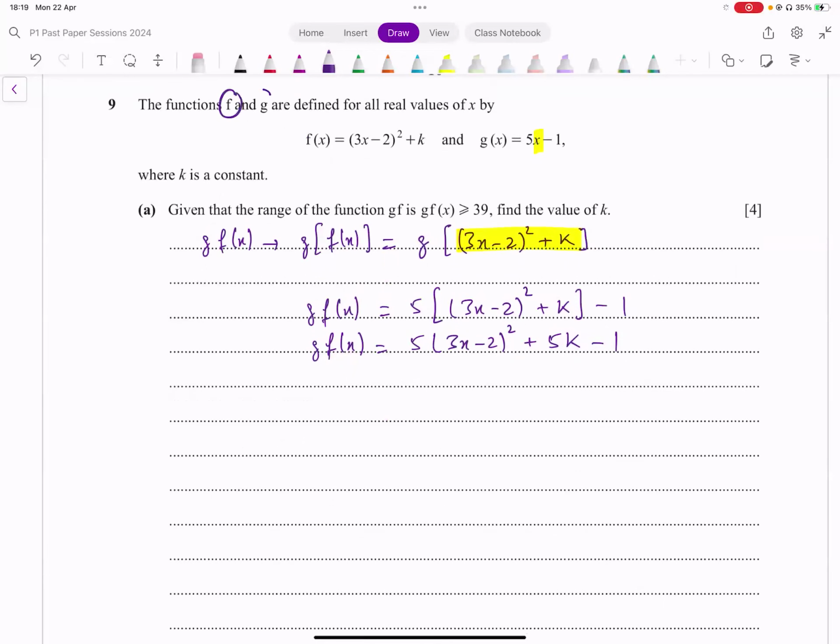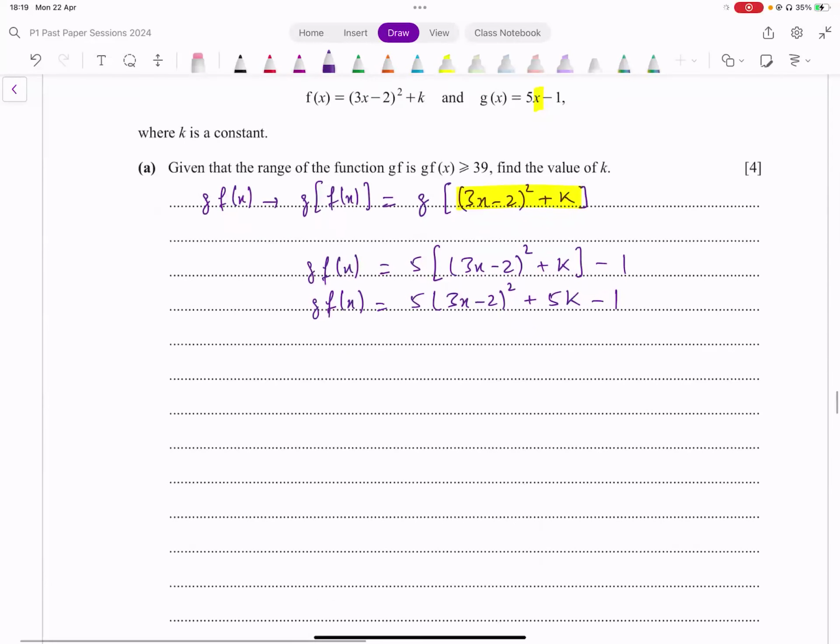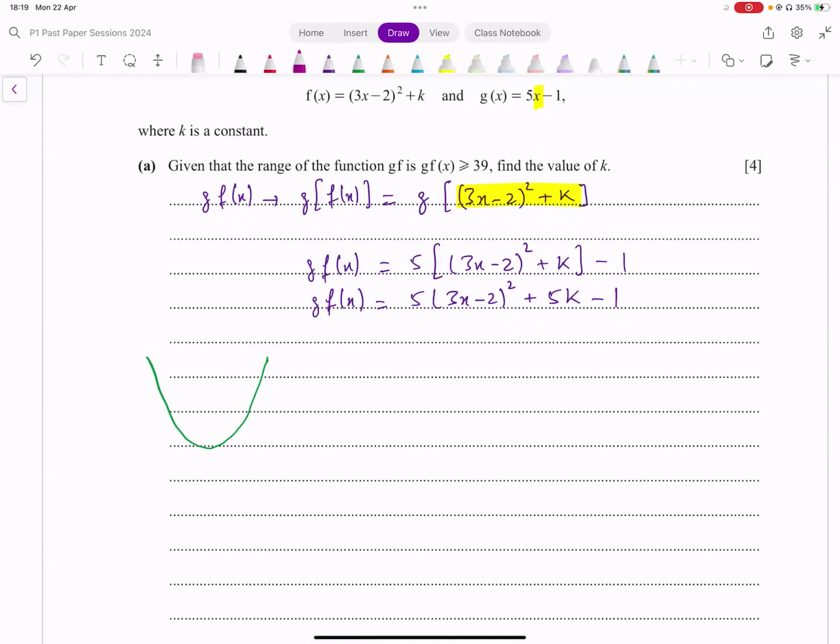Domain of f and g, both of them are all real values of x. So that means the domain of that composite function is also all real values of x. So what's the range? It's a quadratic function. Is it going to be a U-shaped curve or an N-shaped curve? It's a U-shaped curve because the coefficient of x squared is going to be positive. It's going to be a curve that looks like this. Okay. They are saying the range of the function is greater than or equal to 39.